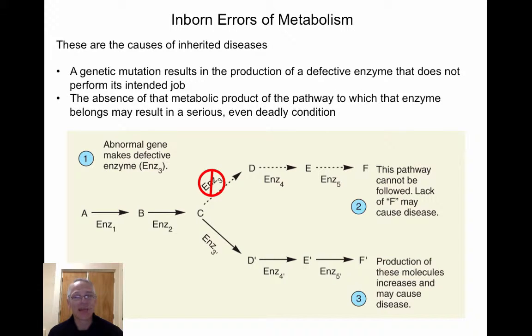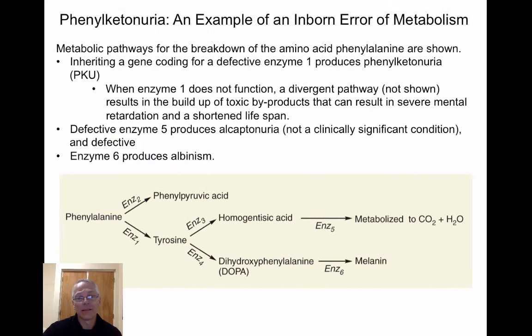Inborn errors of metabolism. These are inherited diseases. An error of metabolism is when the genetic mutation, the genetic abnormality, causes an enzyme to be produced that doesn't function the way it's supposed to. It may not function at all. And so if we have an enzyme in a metabolic pathway that is not working, then the product of that pathway isn't going to get made, or perhaps not enough of it is going to be made. And that can lead to a disease state.